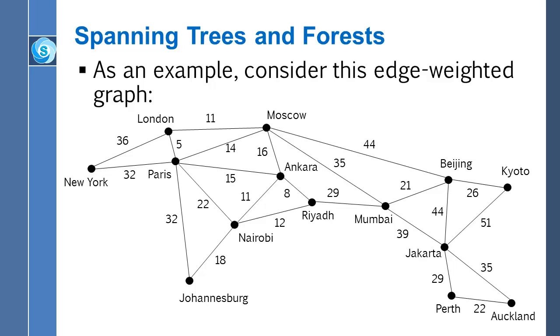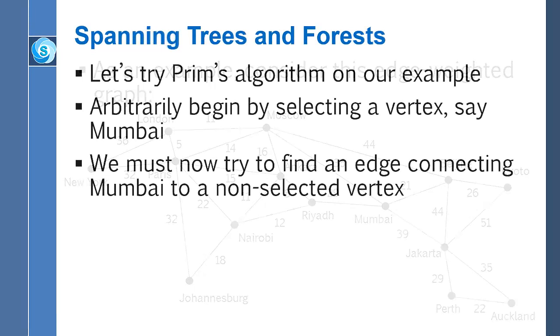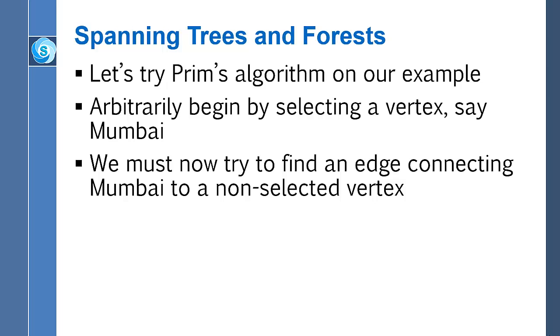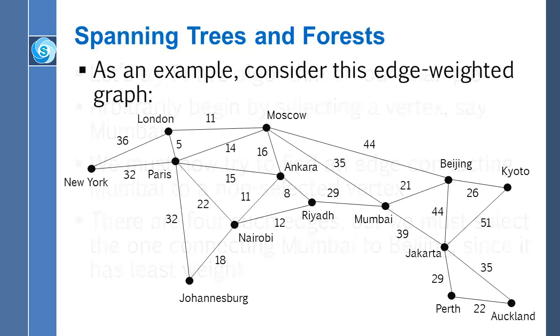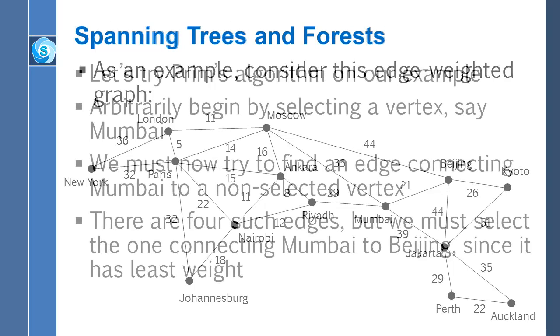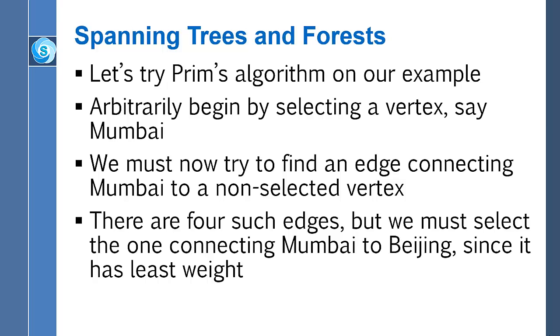Now I have to look around for an edge that connects Mumbai to something else. And in doing so, I want to select an edge of least possible weight. It turns out that of all the edges connecting Mumbai to something else, the one that connects Mumbai to Beijing has the least weight. So we select that edge and we grow our subgraph so that it includes Mumbai and Beijing and the edge between them.